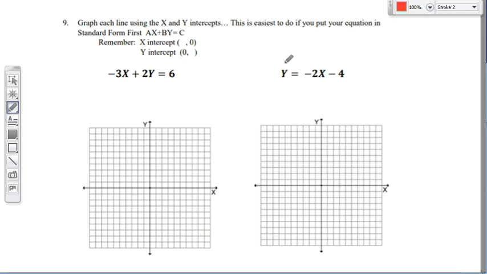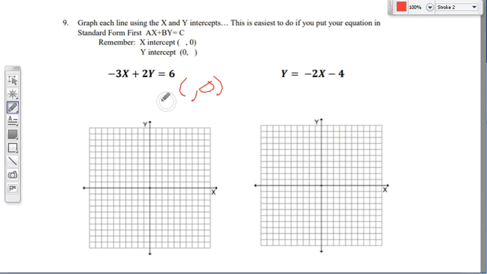Okay, next question. Graph each line using the x and y intercepts. This is easiest to do if you put your equation in standard form. Remember to find the x-intercept, that's the place where the line crosses the x-axis, you let the y-coordinate be 0 and you solve for the x. To find the y-intercept, you let the x-coordinate be 0 and you solve for the y. So this is really easy. We take our equation, -3x plus 2y equals 6.